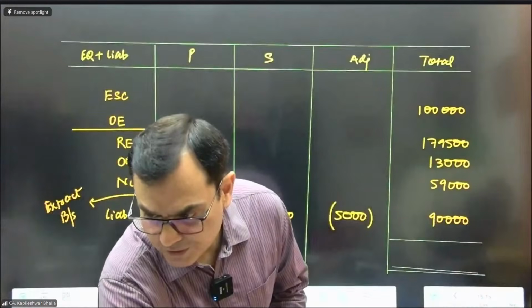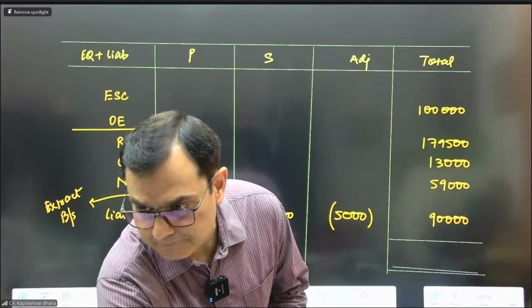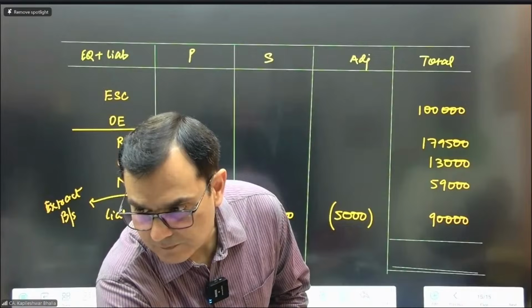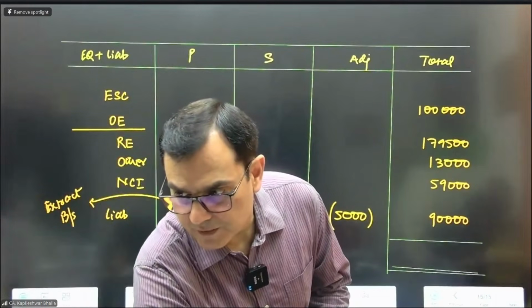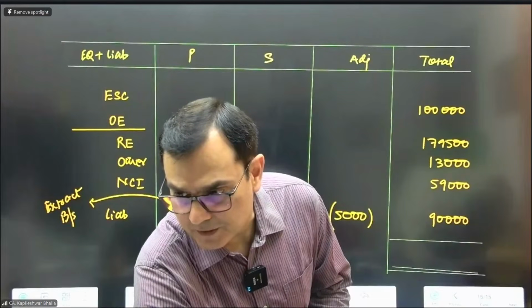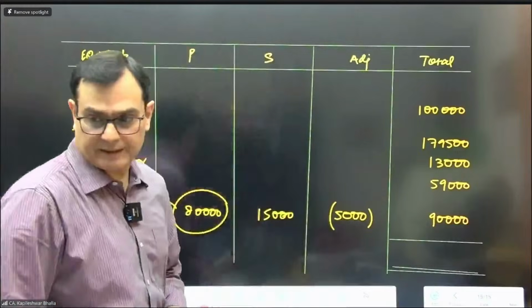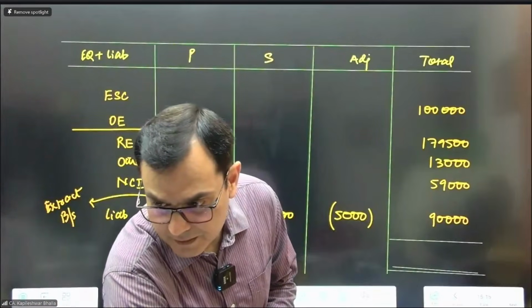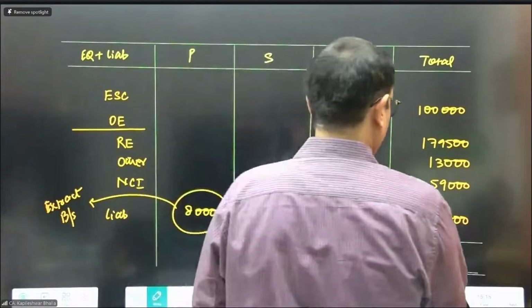Where did we miss that 2,000, I think? Let me just connect the dots. Let me just verify if there is any calculation error in this particular case. I think we got the equity share capital correct. Everything is fine. NCI, I think, is 61. I guess with NCI we made some small error. So let me just check the NCI.